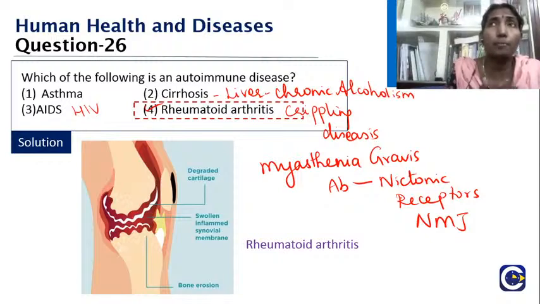You know which famous personality does suffer from myasthenia gravis? Amitabh Bachchan. He has myasthenia gravis.